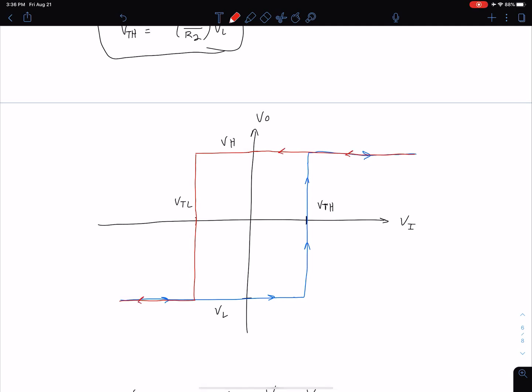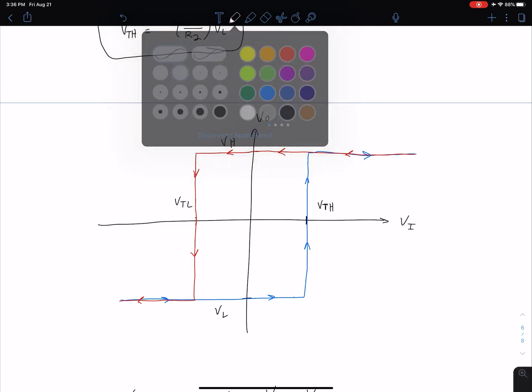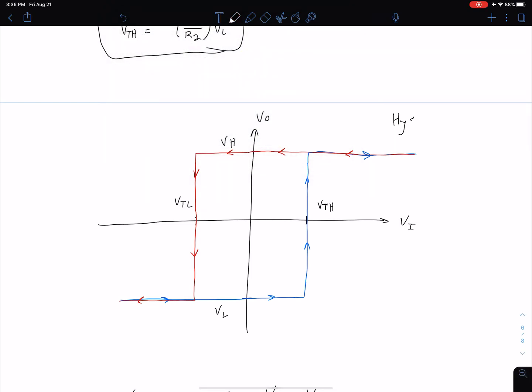So along this red curve, we're moving from right to left then. So again, we still have this hysteresis, as we would expect. We didn't change the circuit fundamentally. The only difference is that now when our input is high, our output is also high. And when our input is low, our output is also low.